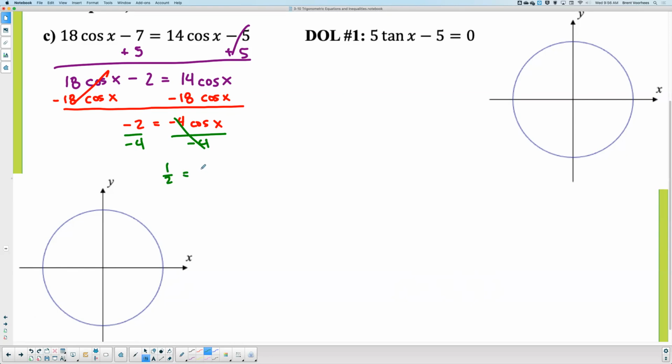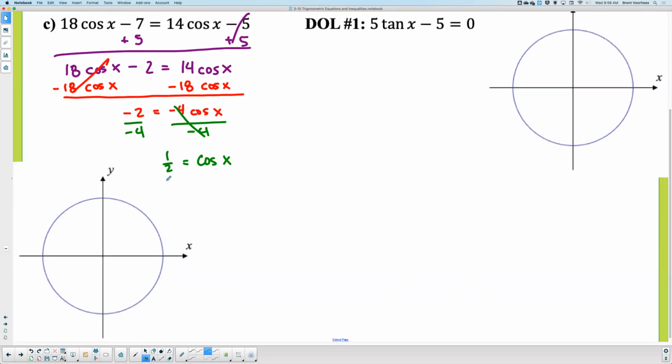1/2 equals cosine x. Okay, I'm gonna pause here. Now that I have the trig function isolated, cosine deals with which variable? X. We need a positive x, and it needs to be 1/2.